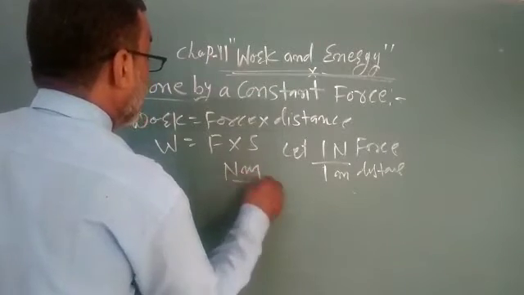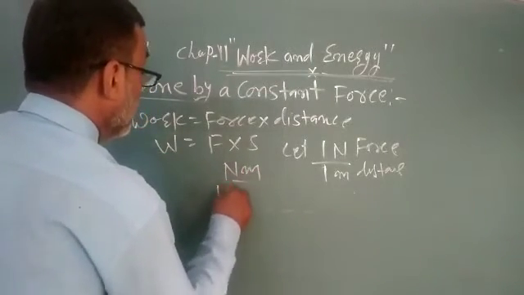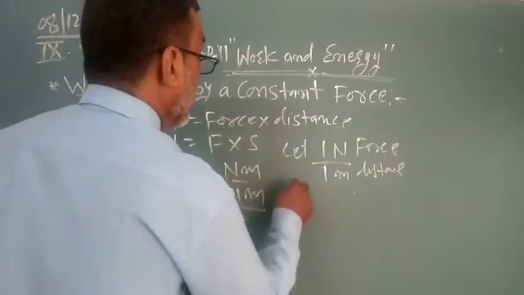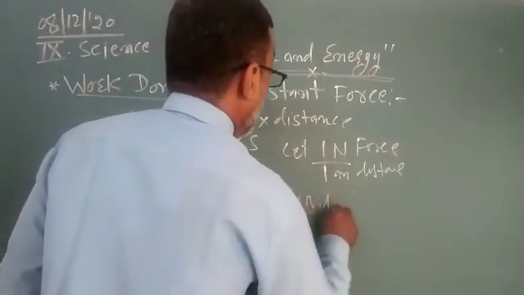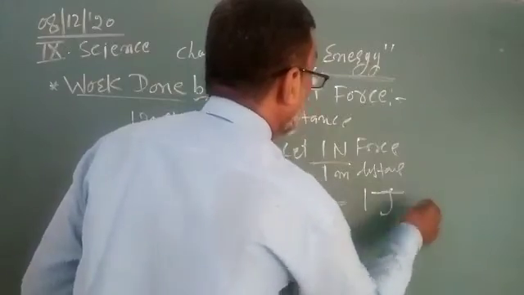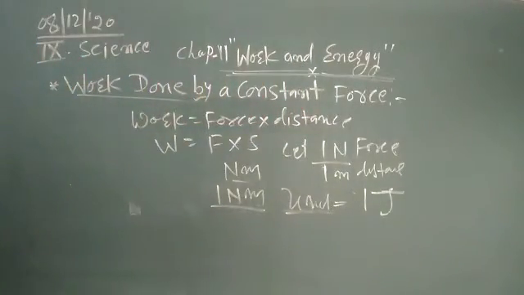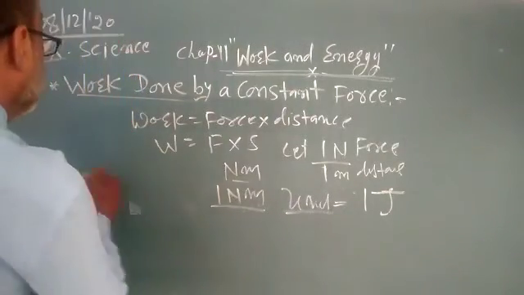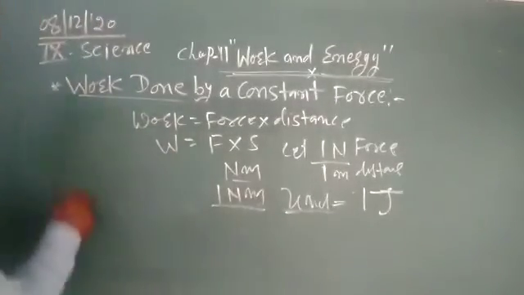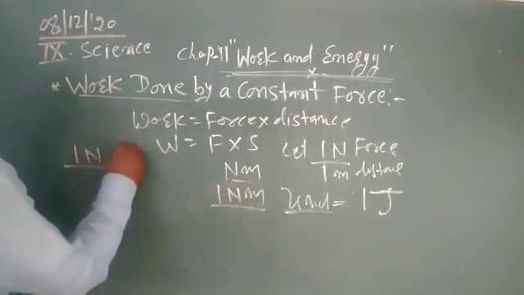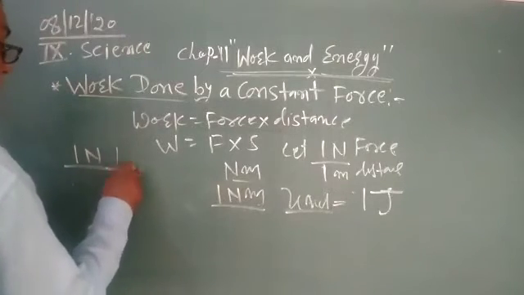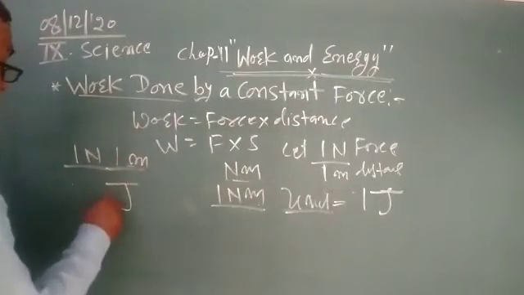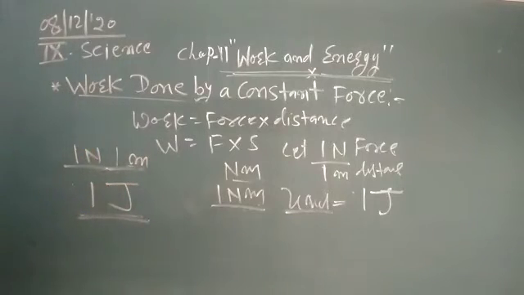Newton meter is the unit. So 1 Newton meter, and the unit of work is 1 joule, J for joule. So 1 joule is the amount of work done when, it means, 1 Newton force is applied on an object for 1 meter distance, then 1 joule of work is done. So this is the definition of work and its SI unit.